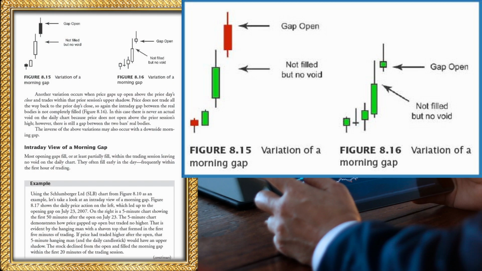Another variation occurs when price gaps up open above the prior day's close and trades within that prior session's upper shadow. Price does not trade all the way back to the prior day's close, so again, the intraday gap between the real bodies is not completely filled. Figure 8.16. In this case, there is never an actual void on the daily chart because price does not open above the prior session's high. However, there is still a gap between the two bars' real bodies.